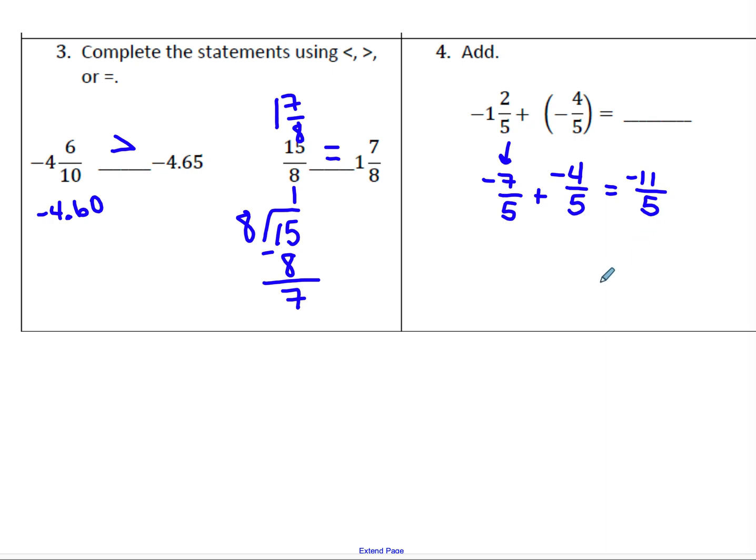Okay, and then I need to change that back into a mixed number. If you need to write it out, you can. 11 goes into 15 twice. 11 minus 10 is 1, so that is going to be 2 and 1/5, negative because it's negative. So I'll write it up here, negative 2 and 1/5.